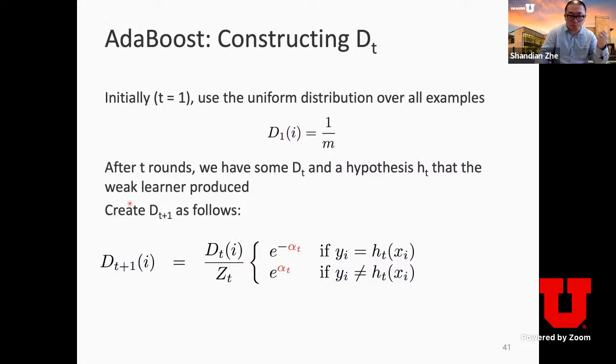Basically, given Dt and the hypothesis ht in iteration t, we create Dt+1 as follows. First, if yi is the same as ht of xi, meaning your prediction is correct, then we multiply the previous weight Dti by e to the power of minus alpha t. Alpha t is some value we're going to discuss later, but alpha t is positive. So e to the power of minus alpha t is less than 1, meaning you're multiplying the previous weight by a value between 0 and 1, so you decrease the weight.